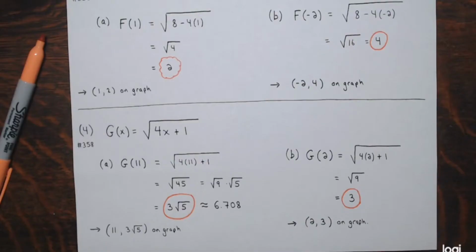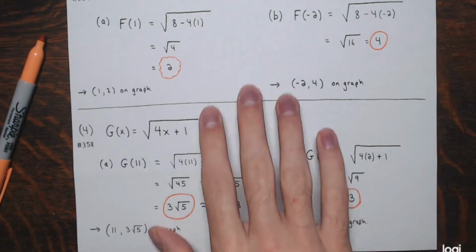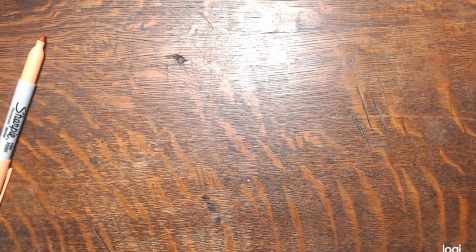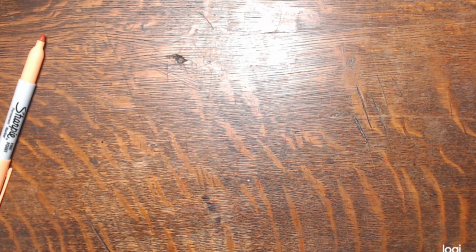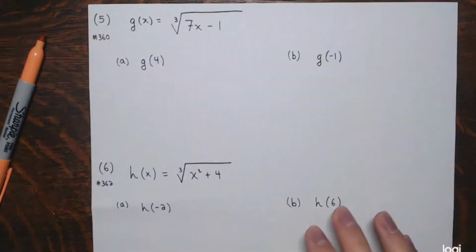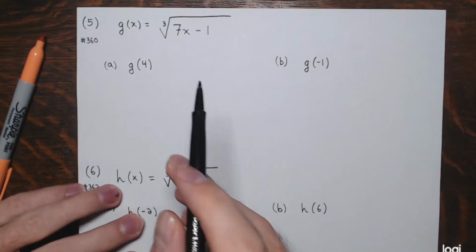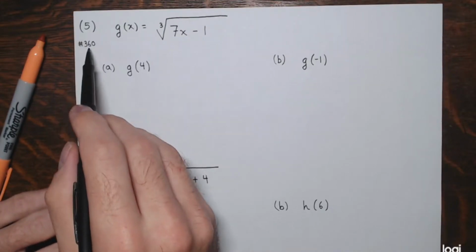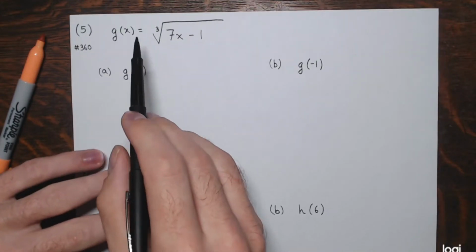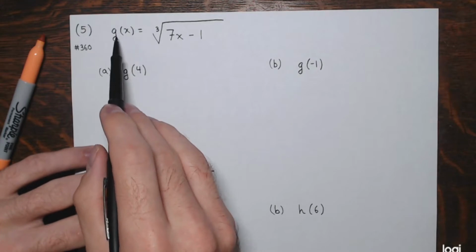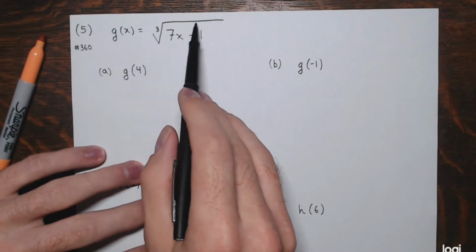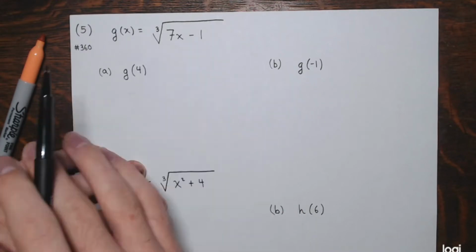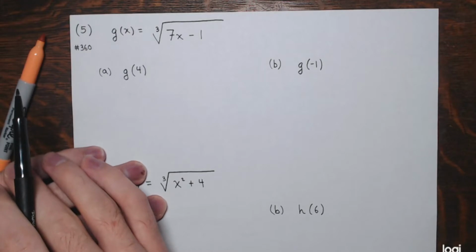All right, so back to the questions. Next question. Now we're going to get into some cube roots. So question 5 corresponds to 360 from the text. We have little g of x is the name of the function, and the input is x. Output g of x is the cube root of 7x minus 1. So think of perfect cubes.